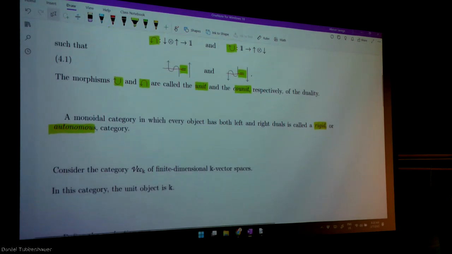So let me give you an example of this type of duality just to make it very concrete. So let's take the category of vector spaces over some field K. So in this category, the unit object is the one-dimensional vector space, right? Because if we tensor with the one-dimensional vector space, we get back the vector space we started with up to isomorphism.